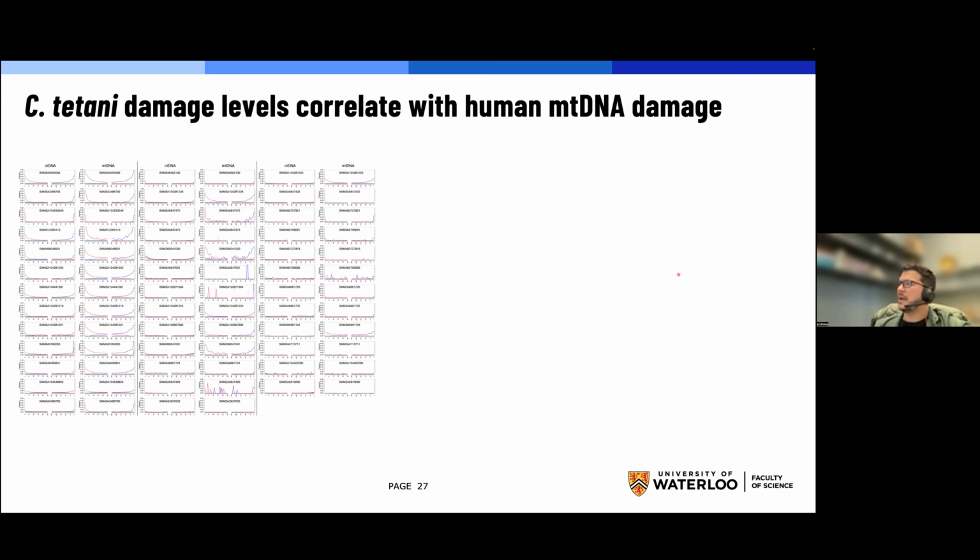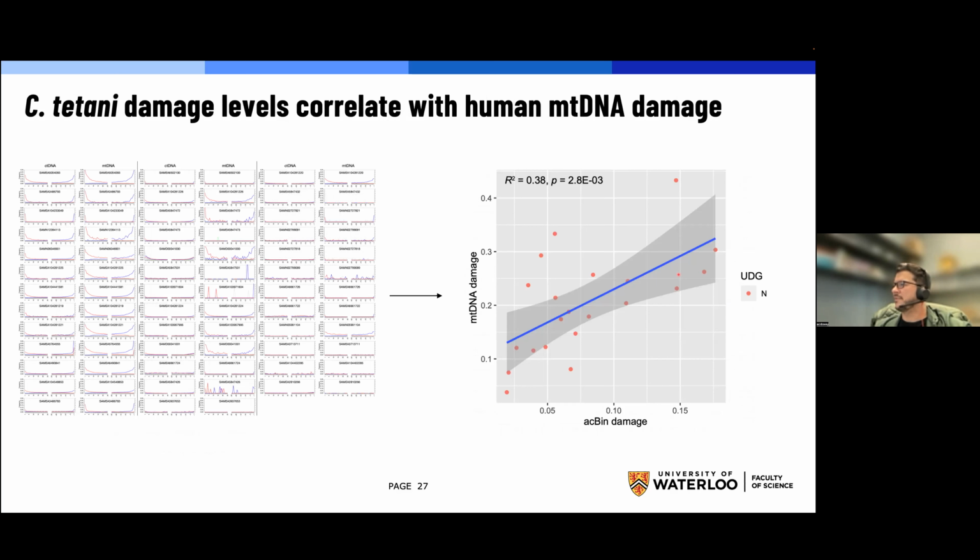We looked at the damage patterns for all the samples, and one of the interesting things that we found is that there is a correlation between the damage for C. tetani, the ACBIN, which stands for ancient Clostridium genomic or metagenome assembled bin, and the level of damage for human mitochondria. So this is encouraging, but again, as I mentioned, mitochondrial damage seems to be higher.